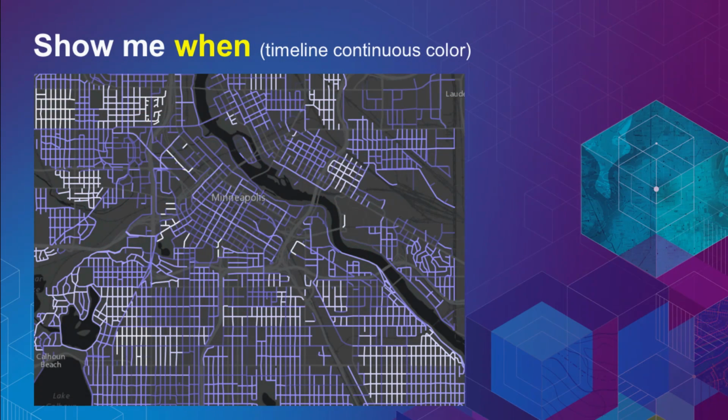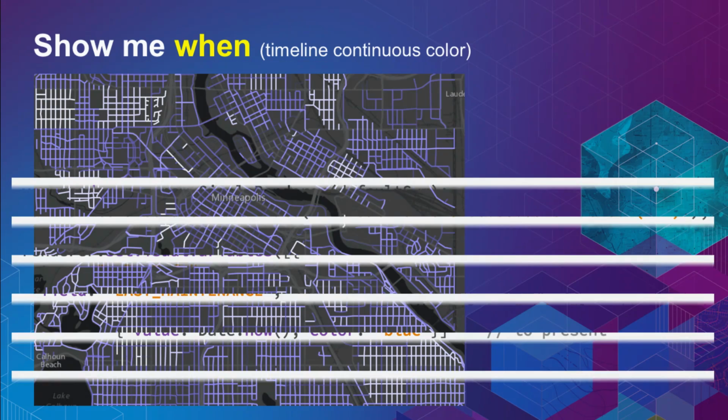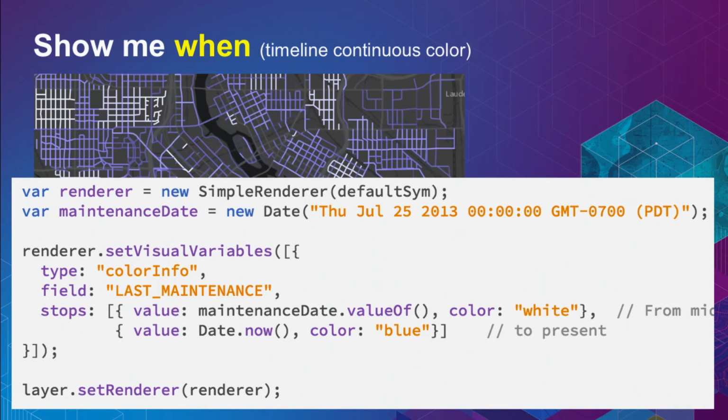Let's look at an example here. I think this is road networks in Minneapolis. And when the last maintenance value was. So in this example, we've got the maintenance date, which is set to a particular time. And then we have the last maintenance value, and that's the field that we're mapping and comparing it to now.